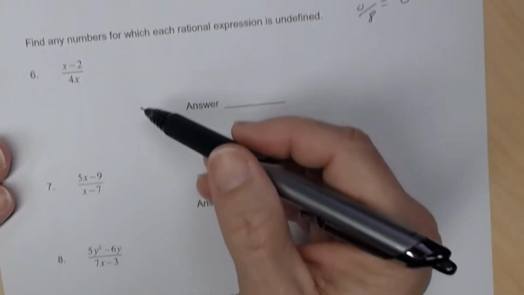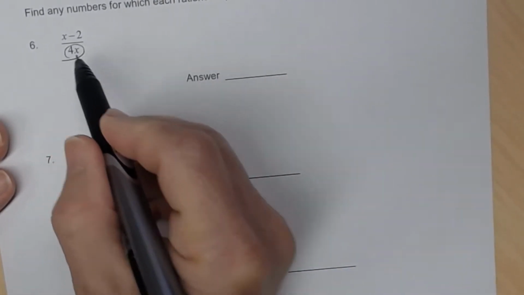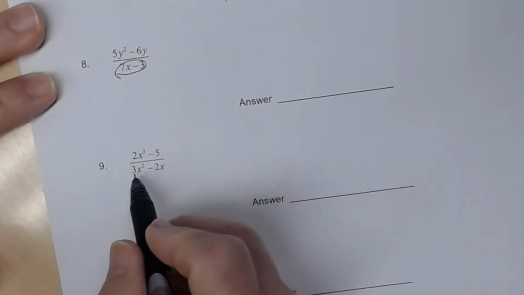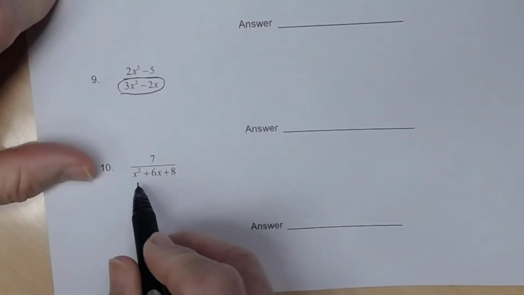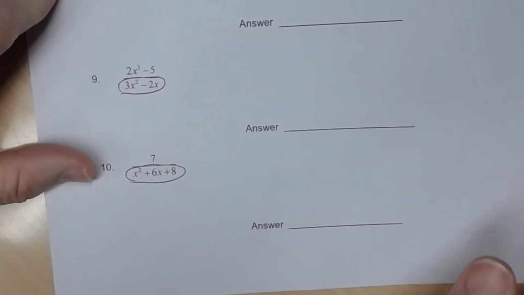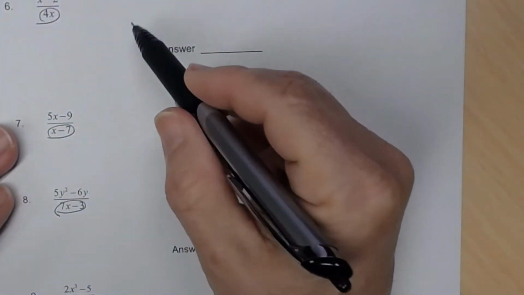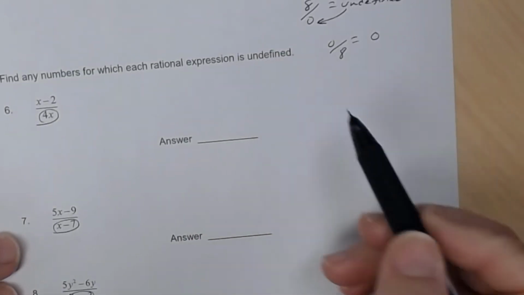So basically all you have to do in each of these cases is look at your denominators. That's all you have to do. Just look at your denominators and determine where those denominators are 0. That's all you have to do to determine where each of these rational expressions is undefined.